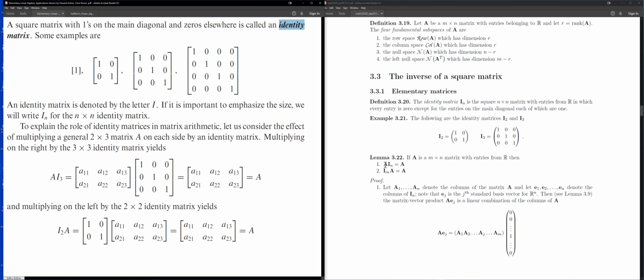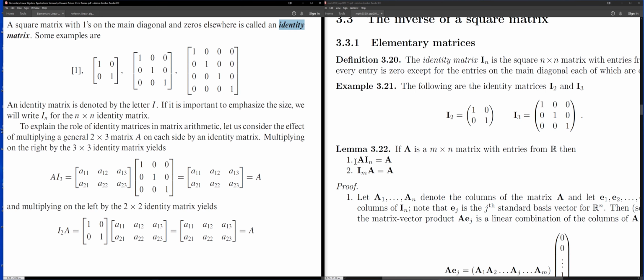I have a matrix A, I'm multiplying on the right hand side by an identity matrix, and I'm going to get back the same matrix, right? So A times this identity gives me back the same matrix, right? So that's what I mean by multiplicative identity. If I multiply A by this multiplicative identity, well, nothing happens, and I get back the same matrix A, right?